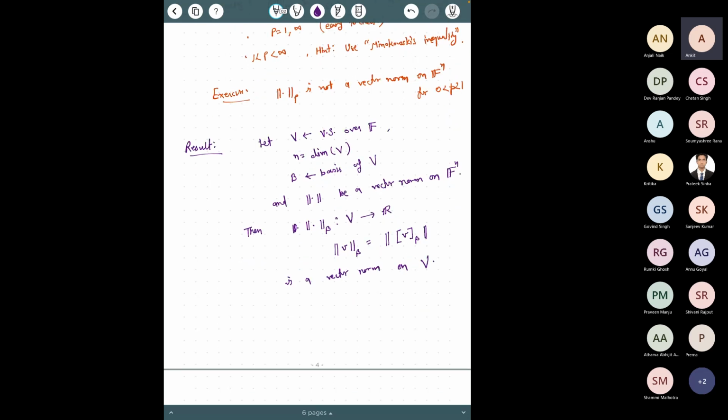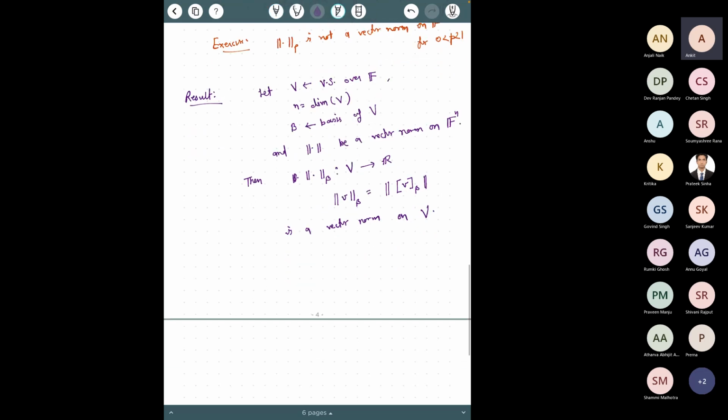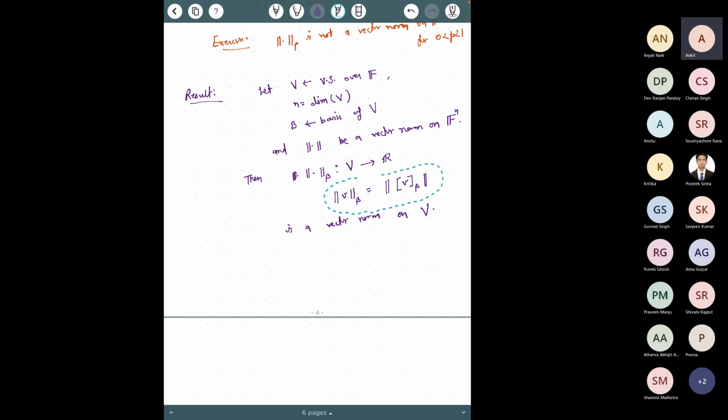So this is not difficult to check. First of all, you can see that this function is well-defined, because for every vector we know that there is a unique representation in terms of the basis. So you have this unique coordinate vector. So this is a well-defined thing.